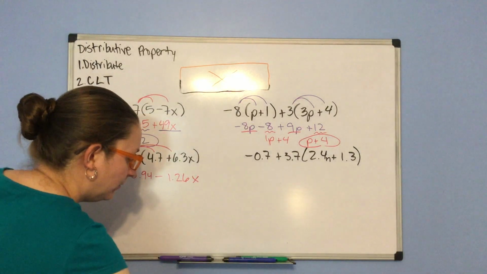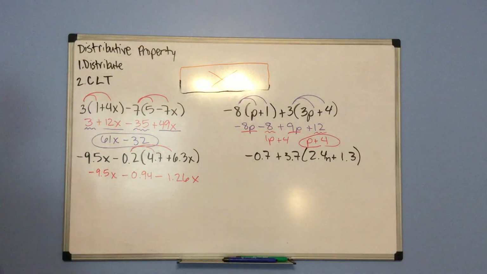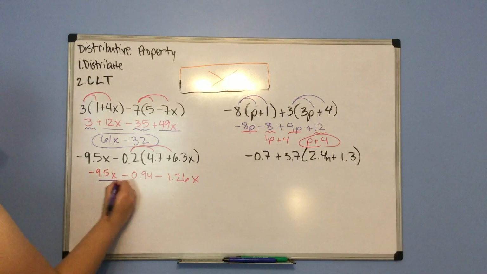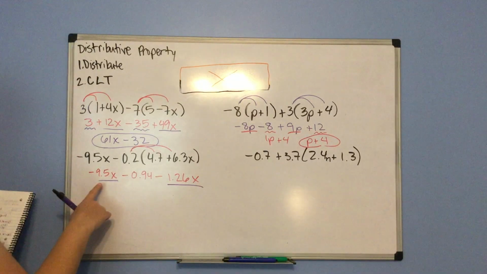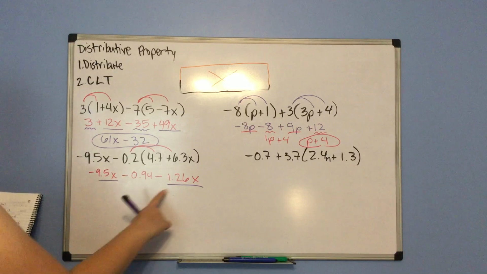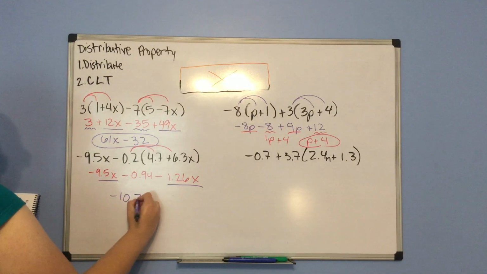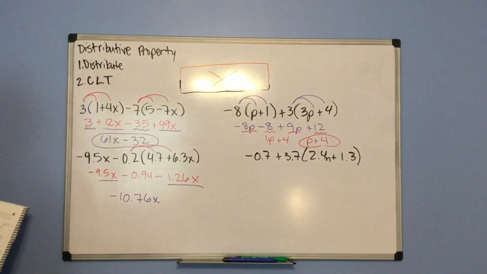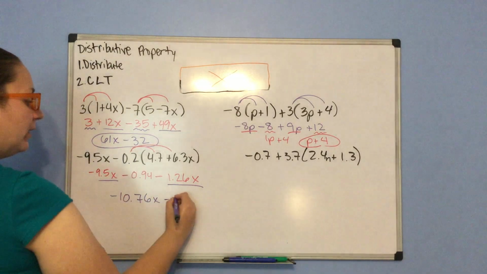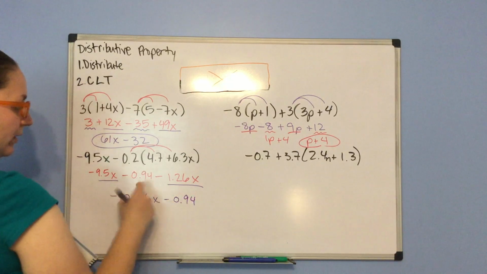We've done all the distributing. Let's see what we can combine. We do have two x terms, so we can put those together. When I subtract negative 9.5 minus 1.26, I get negative 10.76x. The negative 0.94 stays the same because it's the only number I have.